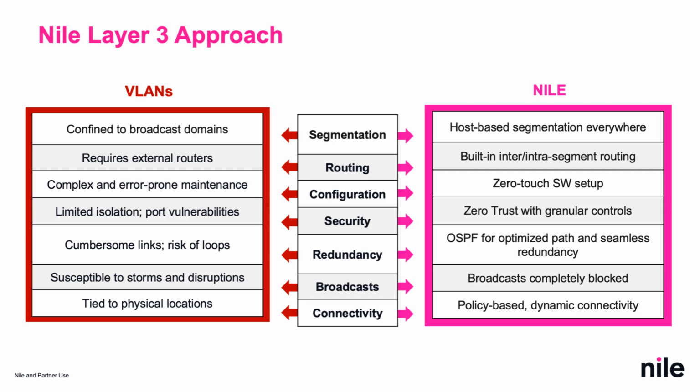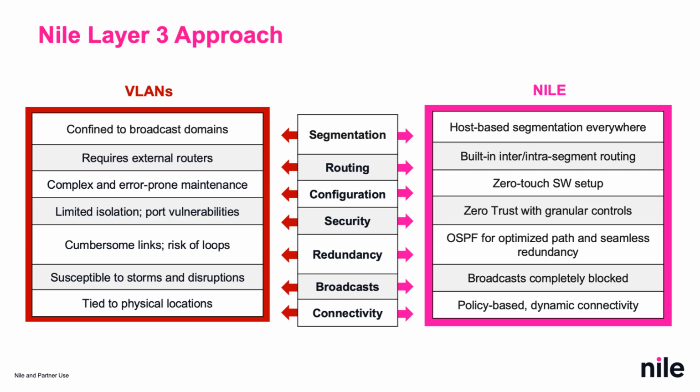Redundancy in VLANs relies on spanning tree protocols, which are cumbersome, prone to loops, and create instability. Nile leverages OSPF, Open Shortest Path First, to provide seamless redundancy with optimized path selection, ensuring stable and efficient network operations without the complexity of spanning tree protocols.